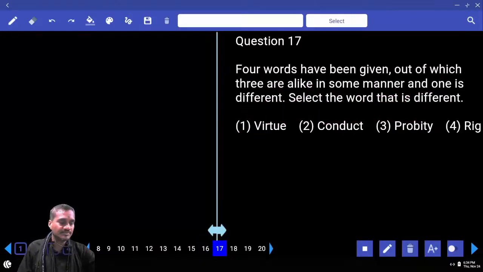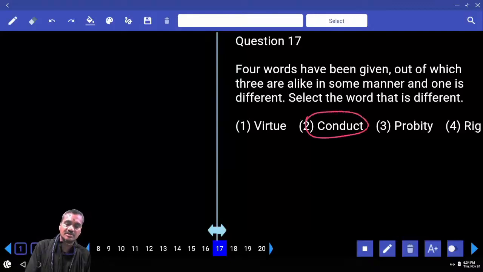Then 17th one. Now virtue, conduct, and probity, and righteousness. Then tell me what is your odd one among these four? Now in this 17th one, virtue, probity and righteousness and conduct. And now what do you mean by this one? Conduct is what? Conduct is the feature of a candidate.